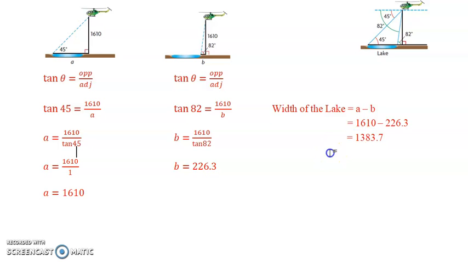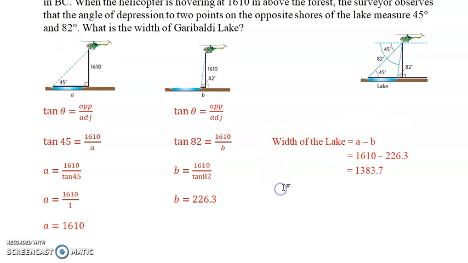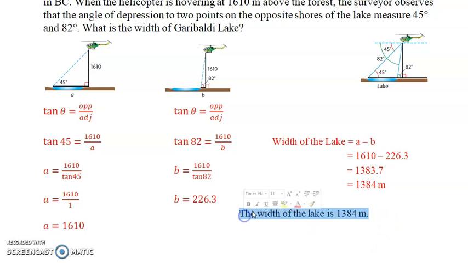And we can round that. It didn't say to round, so you can leave it like that. I like to round. When it's numbers that large, I like to round it to the nearest meter. And put my unit in, right? And we can answer with a final statement. The width of the lake is 1,384 meters. And if it asked for kilometers, which sometimes it could, then you would just divide that by 1,000 and you get 1.4 kilometers.